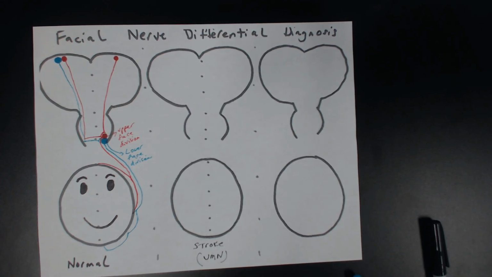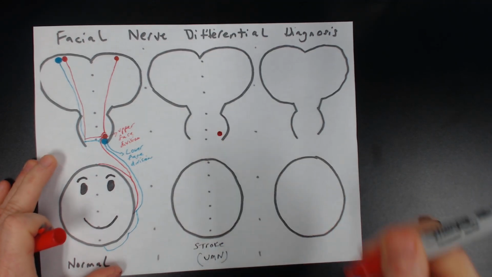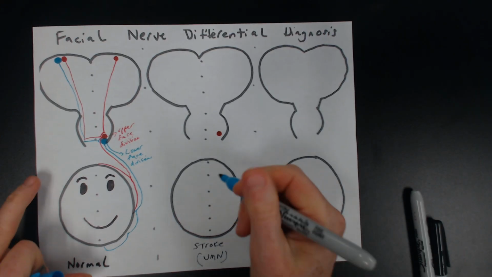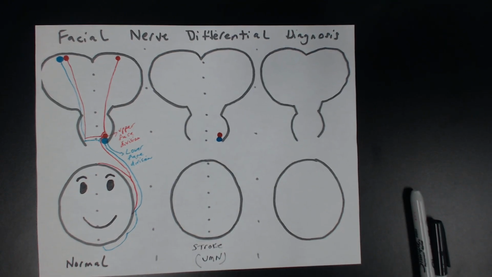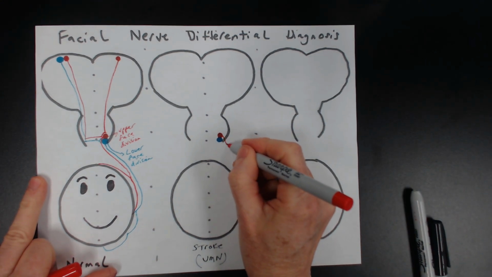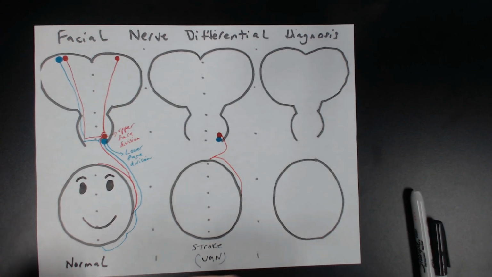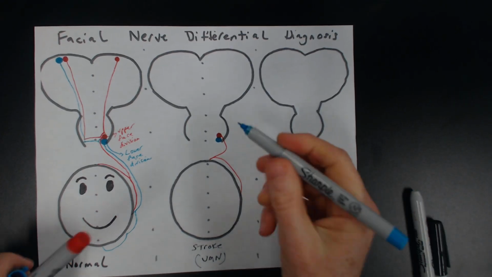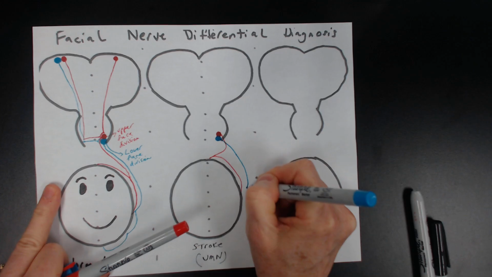Same as before, I have my upper face division. Here's my facial nucleus for the upper face division. And then here's my facial nucleus for the lower face division. Same as previous. And we know that the upper face division sends out axons that are responsible for innervating the upper portion of the face. And the lower face division sends out axons that are responsible for innervating the lower portion of the face.